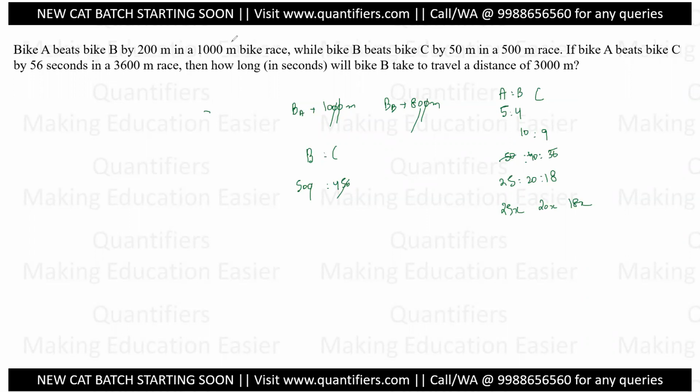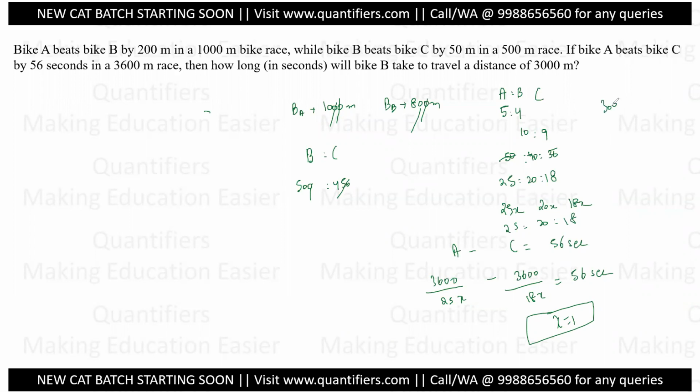I know that in the race of 3600 meters, A defeats C by 56 seconds. So 3600 divided by 25x minus 3600 divided by the speed of C, that is 18x, is equivalent to 56 seconds. This gives us that x is equal to 1, which means that their speeds are 25, 20, and 18 respectively. So what will be the time taken by B to travel 3000 meters? That would be 3000 divided by 20. That is 150 seconds. Is it clear, everyone? Yes or no?